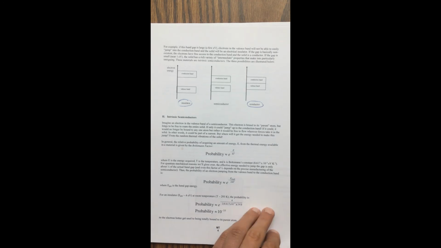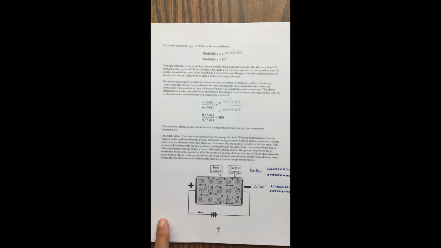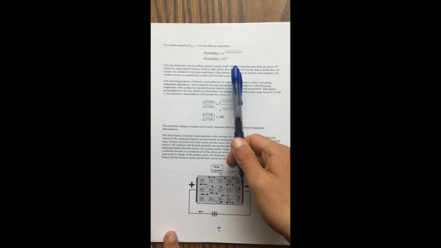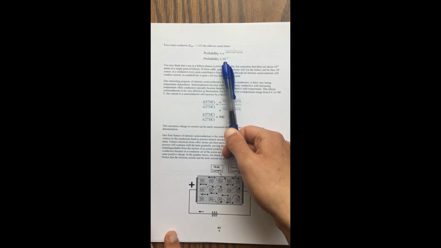For an insulator, we're going to say E gap is about 4 electron volts at room temperature, which is 293 Kelvin. The probability is about 10 to the negative 35th. So the little electron that longs to be free better get used to being totally bound to its parent atom. For a semiconductor with a band gap of 1 electron volt, the odds are much better. So at room temperature, we get 10 to the negative 9th.